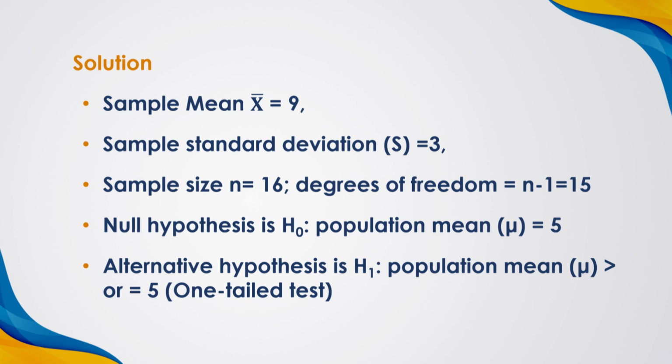To solve this problem, we have to understand the sample mean is 9, sample standard deviation is 3, sample size is 16 and degrees of freedom is 15, that is n minus 1. The null hypothesis is that the population mean equals 5. The alternative hypothesis is that the population mean mu is more than or equal to 5. What does it mean? In the null hypothesis, we are making a judgment hypothesis. In the alternative hypothesis, we consider the hypothesis of the claim of the business person.